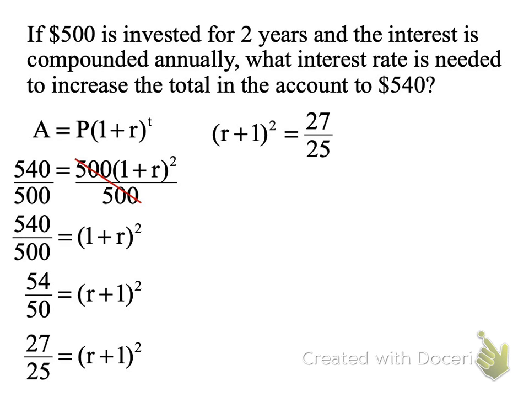And now what would we do now that our quadratic's alone? Root both sides. We're going to root both sides, okay? As I root both sides, I would root them separately, right? Rad 27 over rad 25, because rad 25 is a perfect square. How'd you get 27 and 25? Because I divided 54 by 2 and 50 by 2.